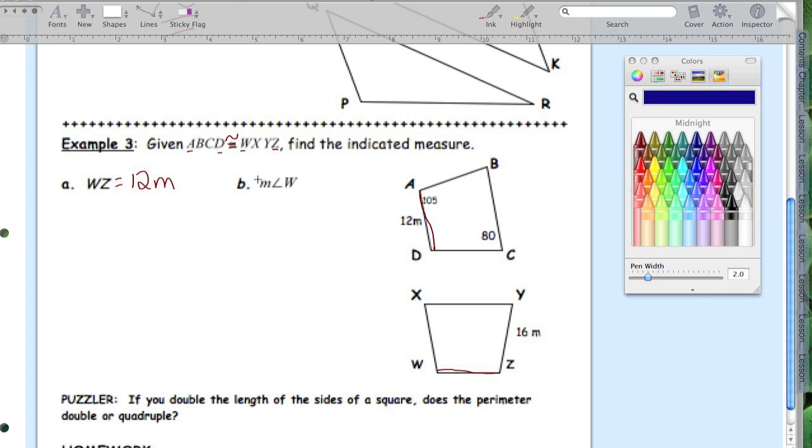Last is letter B, the measure of angle W. That's what M stands for, the measure. Measure of angle W. Well, W's first, A is first. A is 105, so this is 105 degrees. Good job!